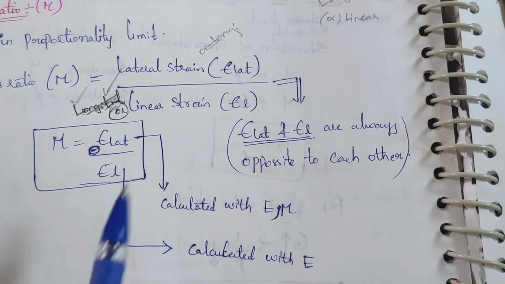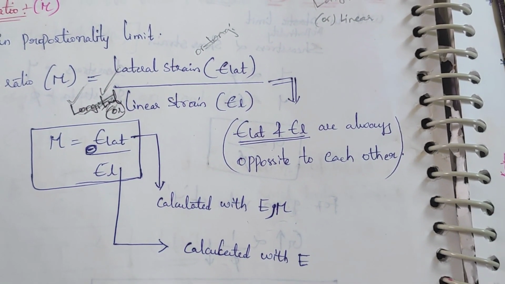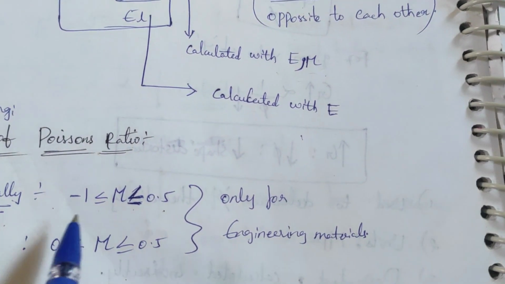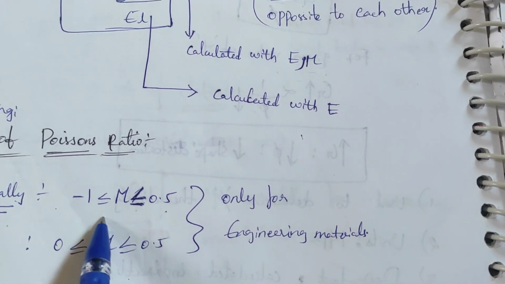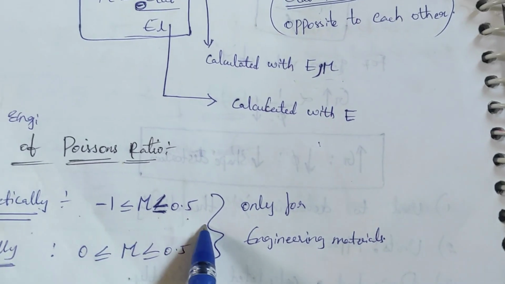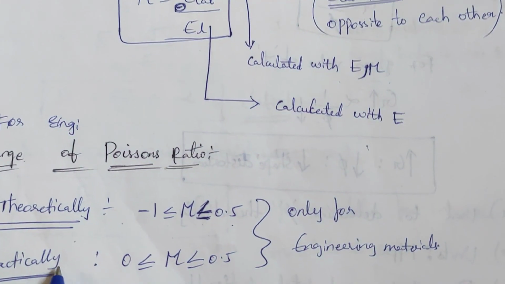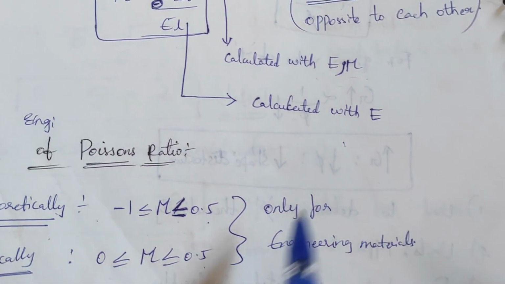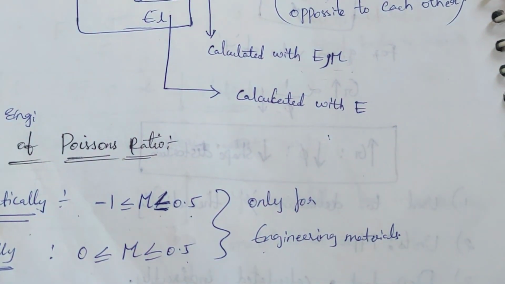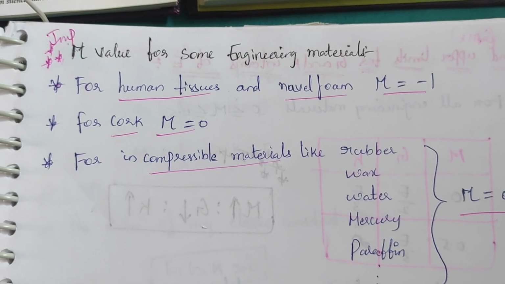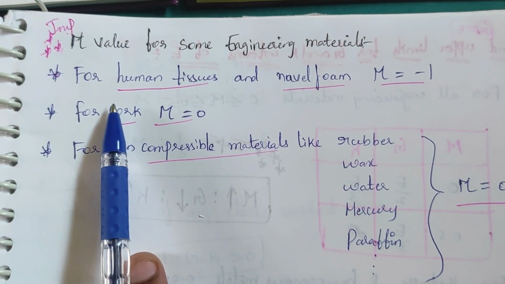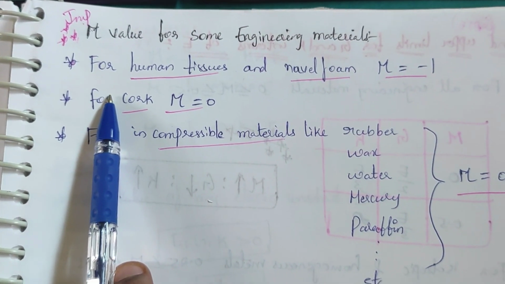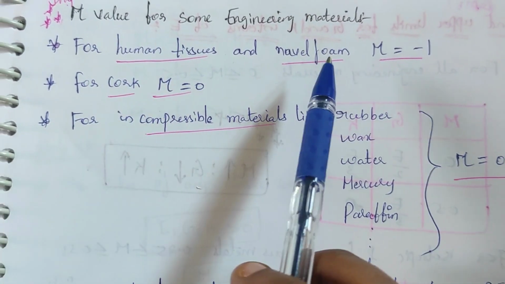And there is a range for the Poisson's ratio, theoretically and practically also. See, theoretically -1 is less than or equal to mu less than or equal to 0.5, and practically 0 is less than or equal to mu less than or equal to 0.5. This is only for engineering materials, understand? And these are the important things, that is, the mu value for some engineering materials. This will be asked in match the following also.